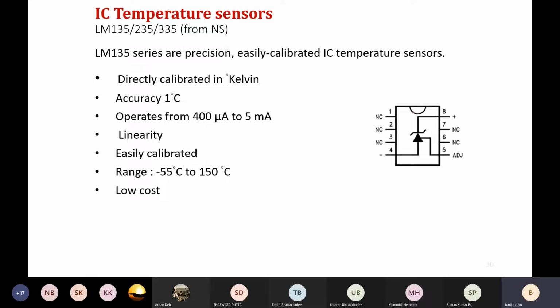And you can see that this will be the current passing through this diode. So Zener diode principle is there, right? So the current output you can get from this terminal, and if you connect some resistance across this pin, then across that resistance it will convert that current into voltage, and that voltage will give you the measurement of the unknown temperature.